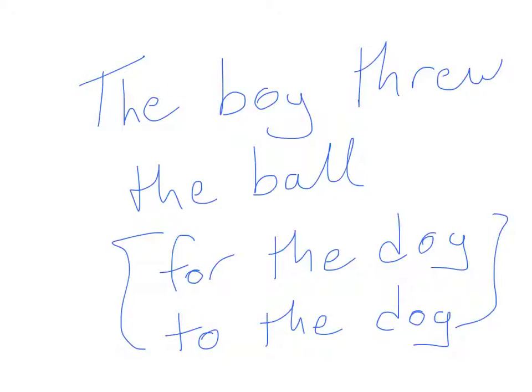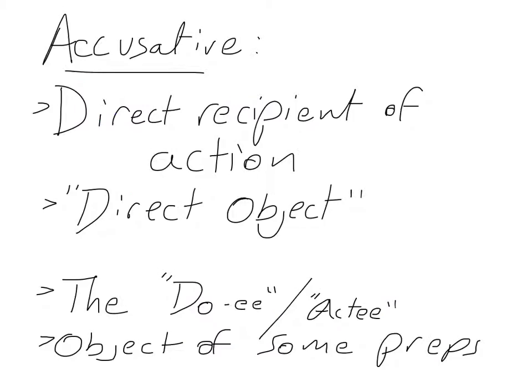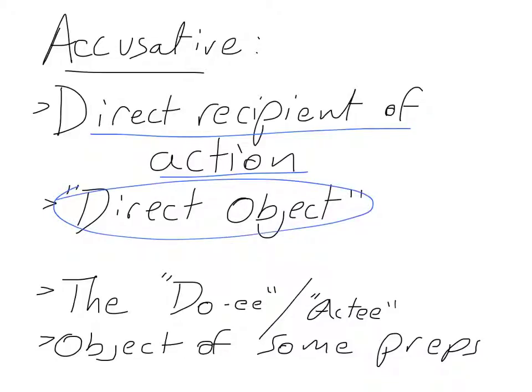So that's in direct contrast with the accusative, which indicates the direct recipient of an action, or what we call the direct object, or the DO. This is kind of the doee of a sentence. If the subject is the doer or the actor, the direct object, the accusative, is the doee or the actee.